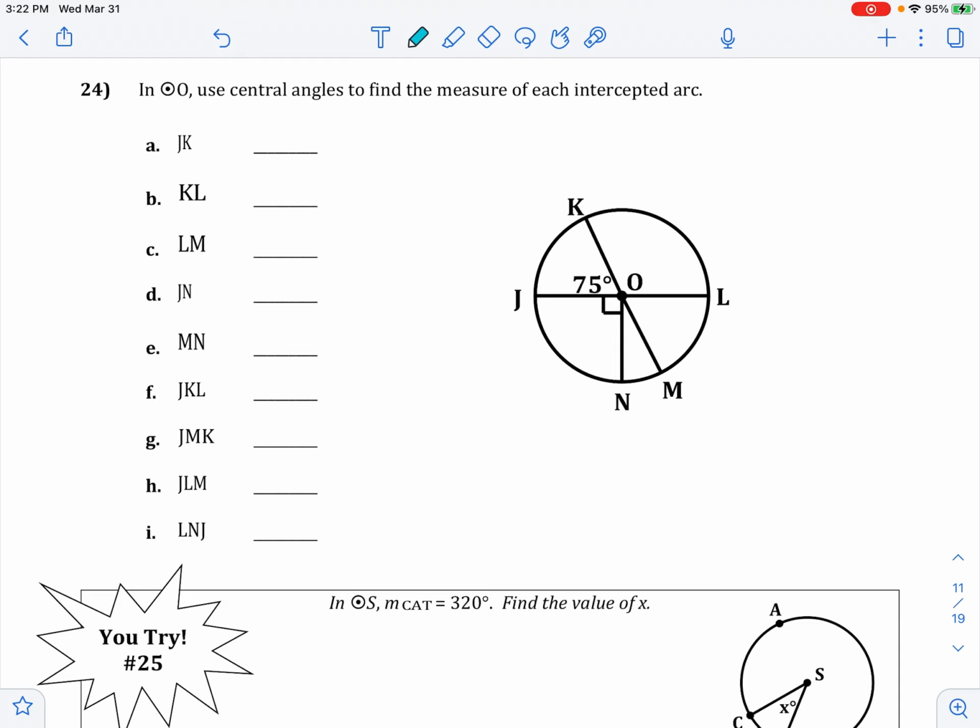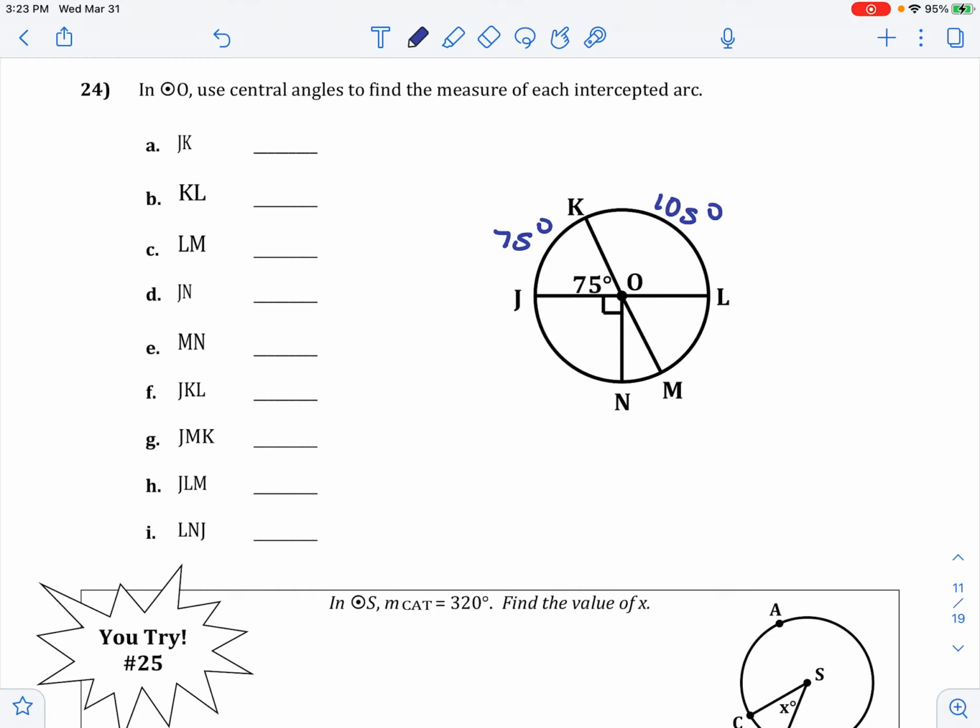Okay, so what I like to do on these problems is match up central angles with their arcs. And so, for example, I know that JK would have to be 75 since its angle is 75. Okay. And then since this is a straight line right here, I know the next door neighbor angle to 75 has to be 180 minus 75. And 180 minus 75 is 105. So that means this arc has to be 105.